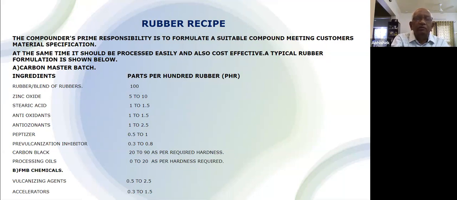Then when you make this rubber, it becomes totally dry, and incorporating any filler like carbon or silica is very difficult unless you use a small amount of processing oil. So processing oil, depending on the nature of the product, can be totally absent, or you can add 5 to 10 parts also. So till now, what I explained to you is again the carbon master batch or mix A.